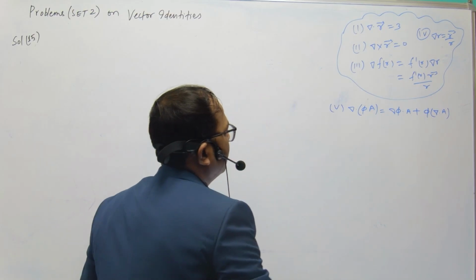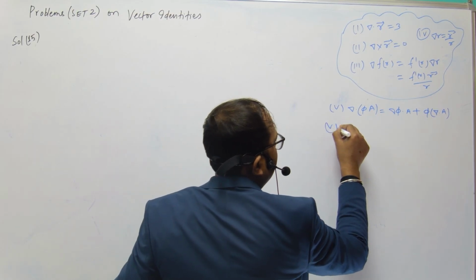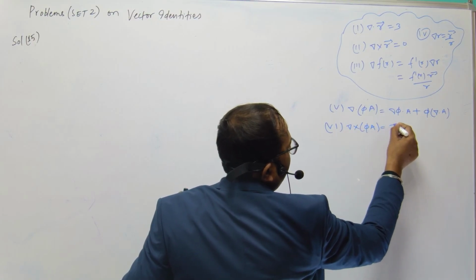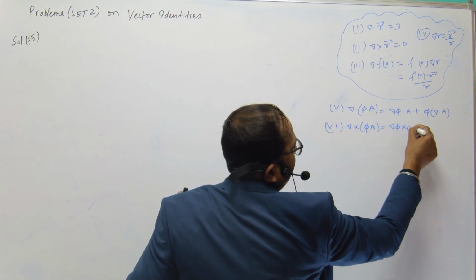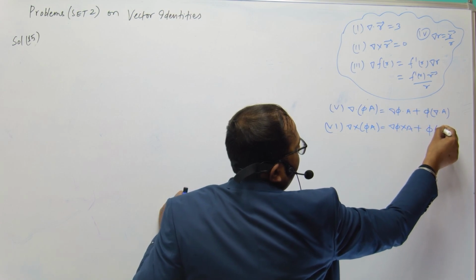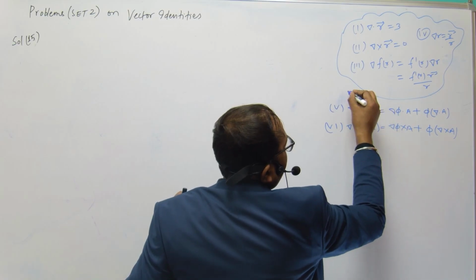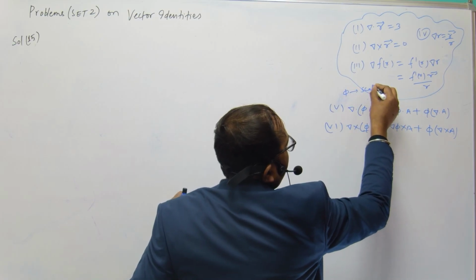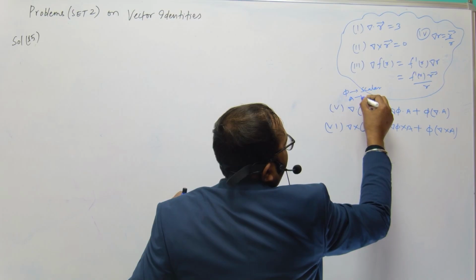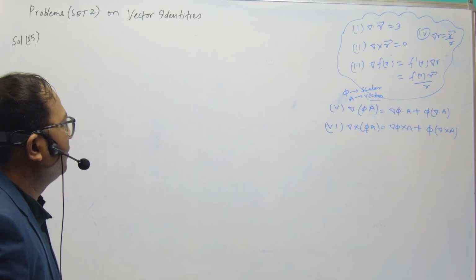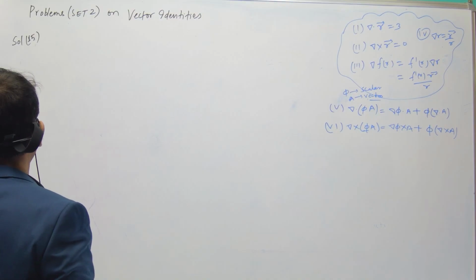Secondly, the sixth one is ∇ cross φA, which is equal to ∇φ cross A plus φ times ∇ cross A, where φ is a scalar and A is a vector. Okay, now let us solve question number 16.